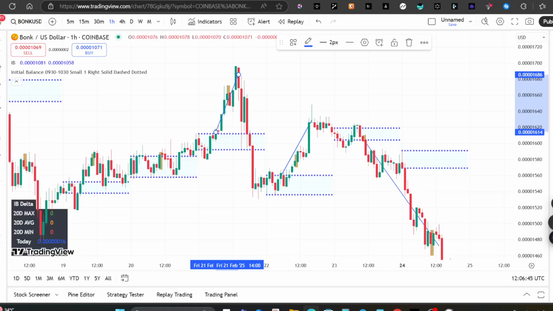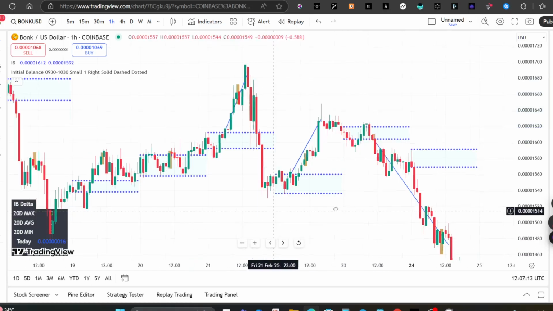Now, with respect to reversal trading, sometimes price will test the IB high or low, but fail to break through. This can be a sign of rejection, meaning the market might reverse back into the range. This is a great opportunity for counter trend traders.